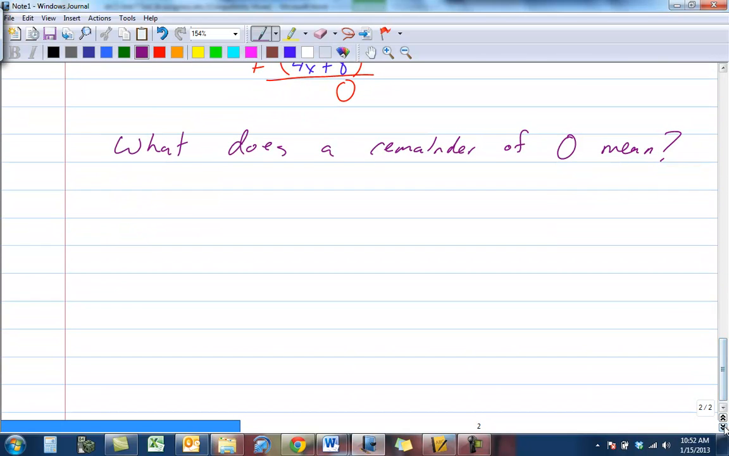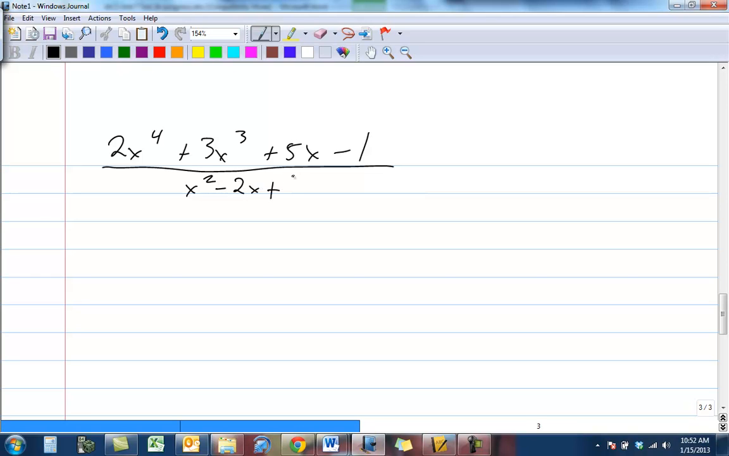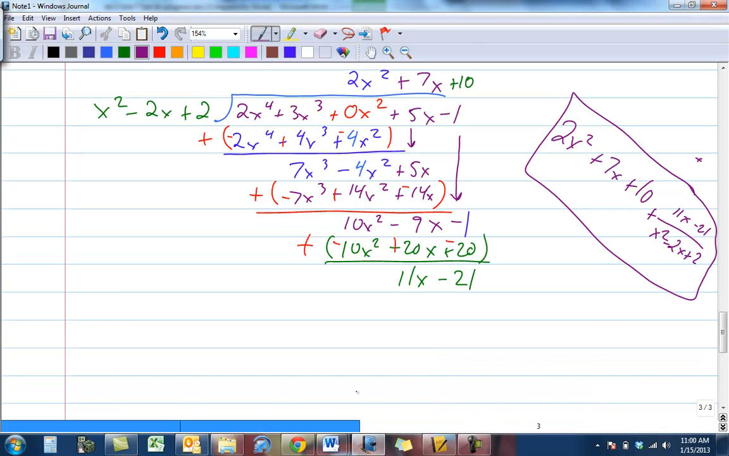I'll tell you what. This is the last example. 2x to the fourth plus 3x to the third plus 5x minus 1 over x squared minus 2x plus 2. If you want, go ahead and try this. Press pause and try it. And then I'll have the answer up for you to check when you come back. The final answer is 2x squared plus 7x plus 10 plus 11x minus 21 over x squared minus 2x plus 2.